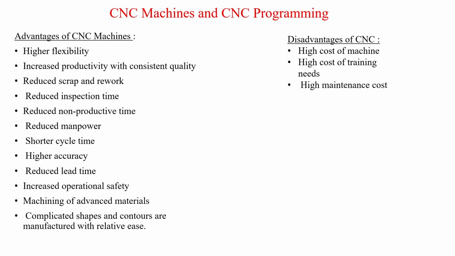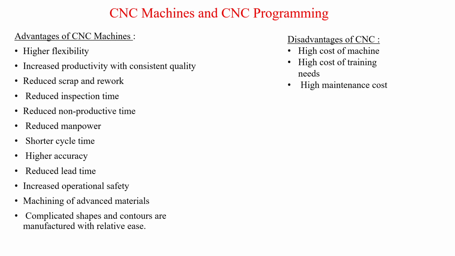Inspection time is reduced, because the good work is done and the good finish is there. Non-productive time is reduced. Manpower is reduced, because all the work is done by the machine. Cycle time is reduced, because it does any machining very fast. It gives higher accuracy. It reduces the lead time. Operational safety is improved, because no operator is there, so there is less chance of any accidents.